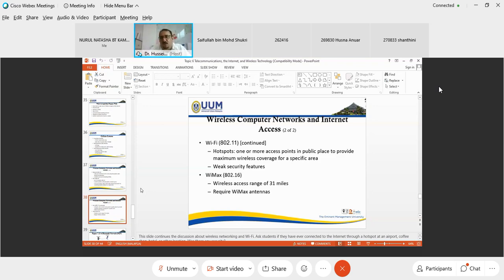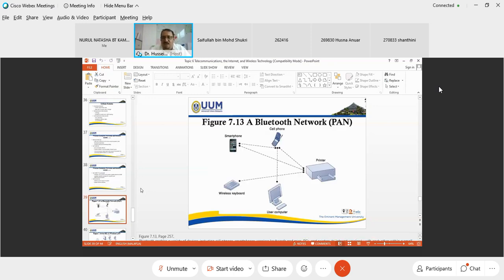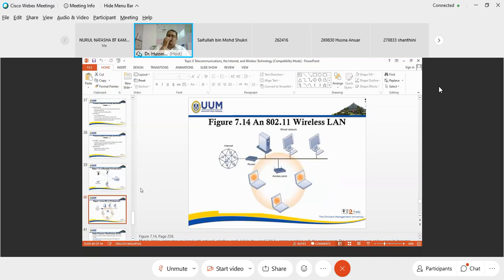WiMAX. We used to have WiMAX. That was how we connected to the internet before. This is Bluetooth, in a single or local area network that we call a MAN. In a small office, how do we connect our computer to a printer so we can print?